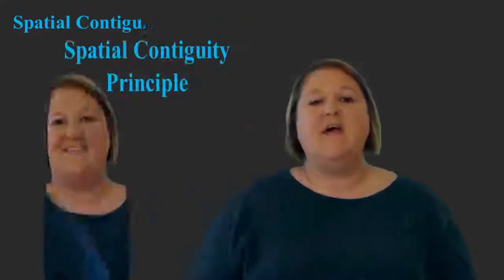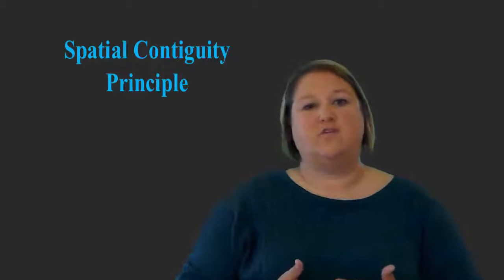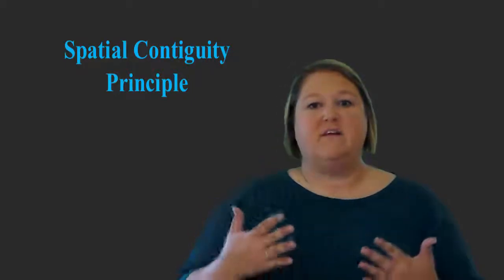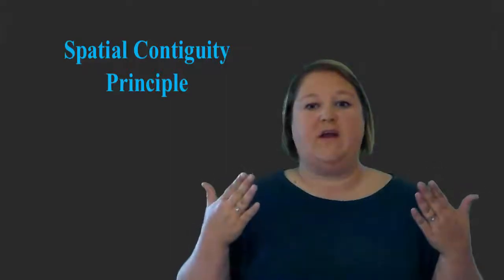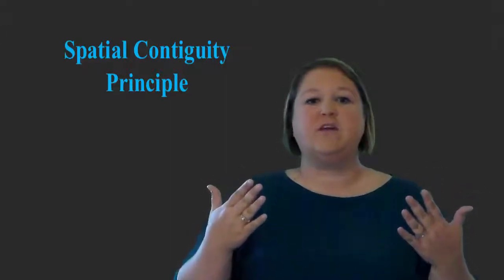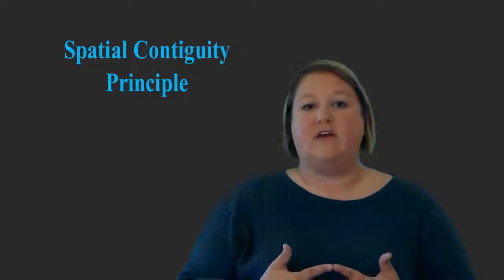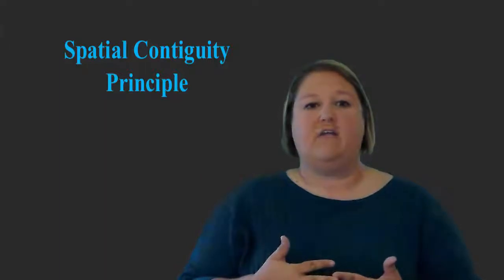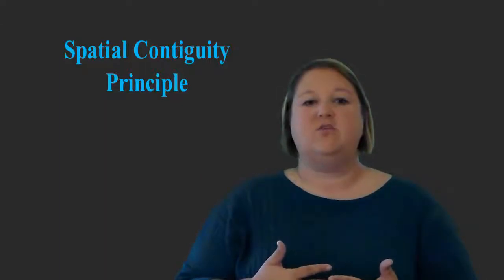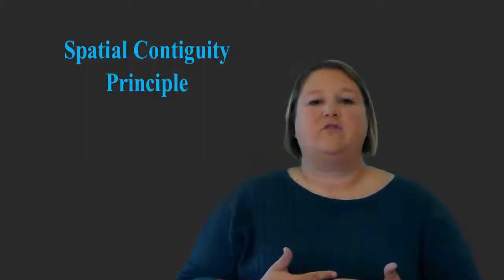Let's begin. The spatial contiguity principle refers to aligning words to corresponding graphics. This means that a graphic that is being used as a learning tool should not be physically separated from the text. The spatial contiguity principle implies that words need to be aligned with graphics that correspond with the text. This principle applies greatly in the healthcare field, where we are constantly using graphs and images for learning. Where and how we label those graphs should be well thought out.